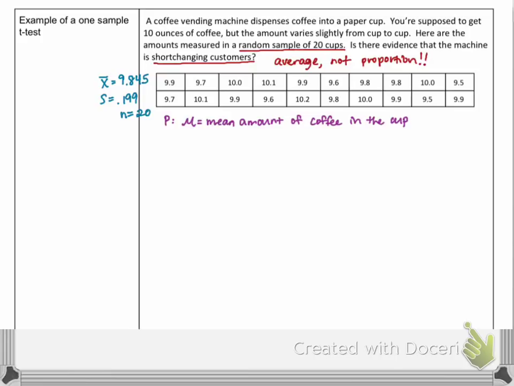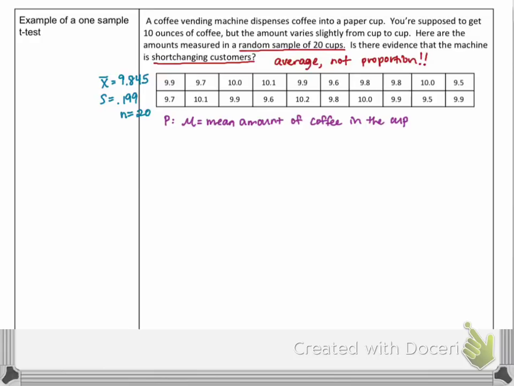And so when we're doing this mean inference testing, it's always going to be a mu that you're defining, not a proportion like you were before. Okay, so we're going to write two hypotheses, and this step is going to feel really similar, except again we're using this mu instead of p.